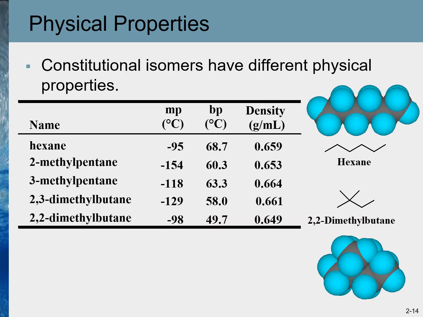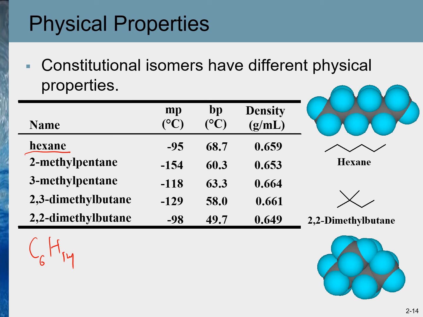Alkanes that are constitutional isomers have different physical and chemical properties. This table lists some of the physical properties of various constitutional isomers of hexane, and we can see that the melting points and boiling points are different from each other, as well as the densities. All of these molecules have the same molecular formula, which is C6H14. However, their physical and chemical properties are completely different from each other. There are a few important generalizations we can make from this table.